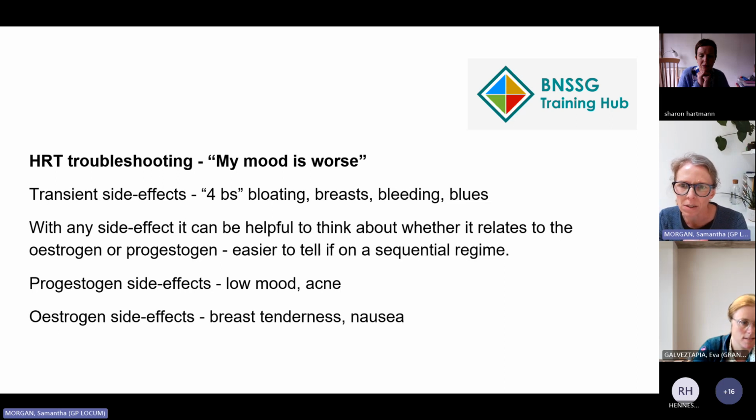Now, that's much easier if somebody's on a sequential regime, because you can tell if they're getting those effects with the progestogen part of their cycle. Sometimes trickier. Some effects are much more classically related to one hormone than the other. So typically low mood and acne relate more to the progestogen, and typically breast tenderness and nausea, those pregnancy type of effects, relate more to the estrogen. Some things can relate to either, so things like bloating we can see with both. But if you can identify, it can mean that you can be a bit more systematic with your next steps in terms of adjusting somebody's HRT.